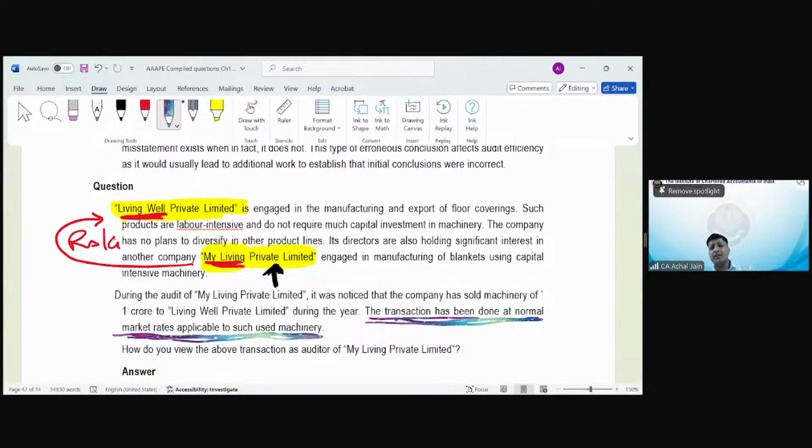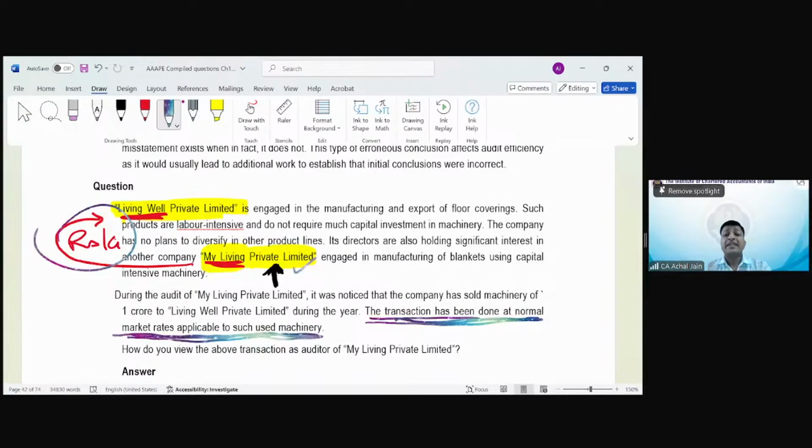So again, you are saying that Living Well wants My Living to inflate revenue. Okay, so who is inflating the revenue? My Living. Correct. Who is helping My Living in doing that? Living Well. Now for this help, Living Well is purchasing a machine from My Living unnecessarily and paying rupees 1 crore to My Living unnecessarily. Why would Living Well do that? Sir, they are related parties. Very good. So that's the concern.